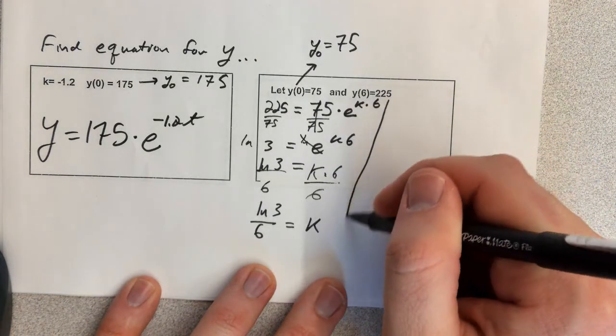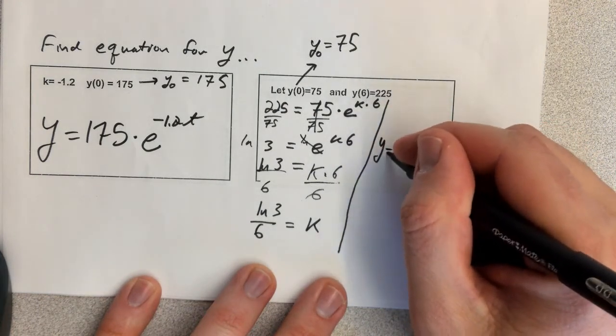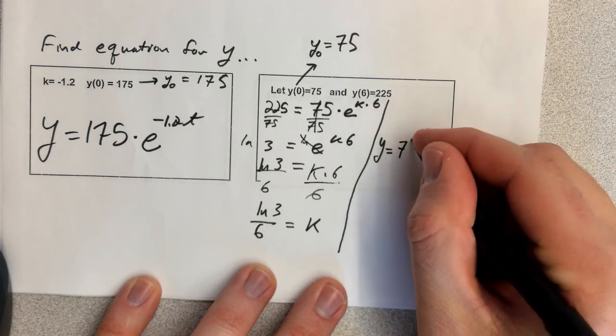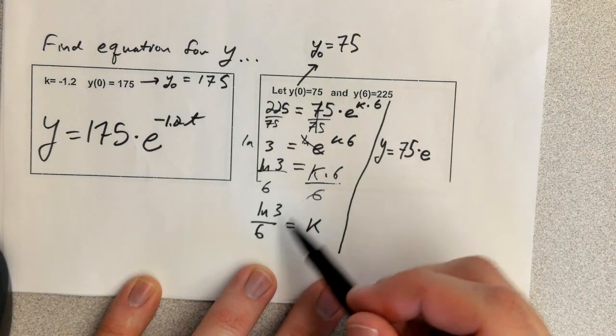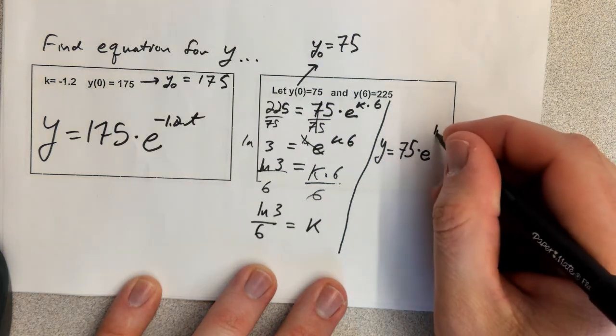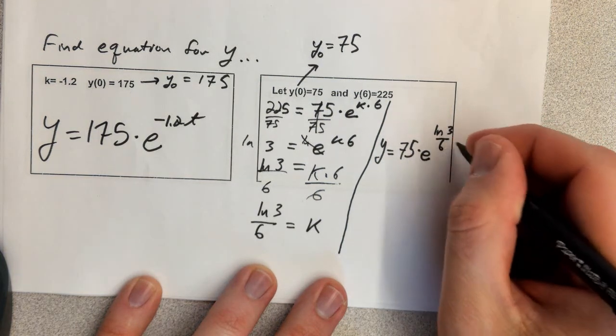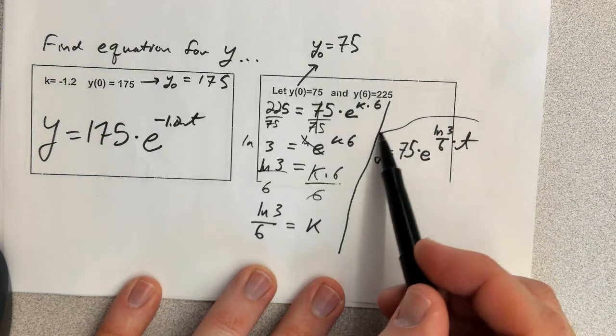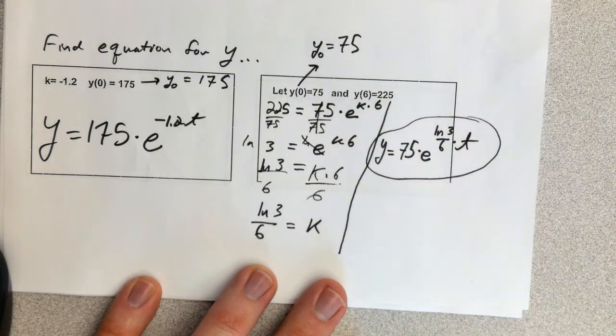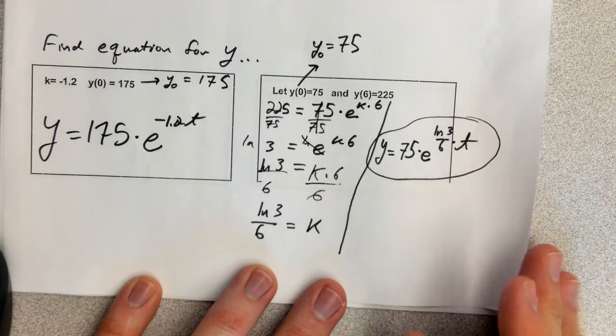But now we can go get our equation. It's going to be y equals 75 times e raised to the natural log of 3 over 6 times t. So it's not a nice number, not really a nice expression either, but that is what it is. Let's go to the back page now.